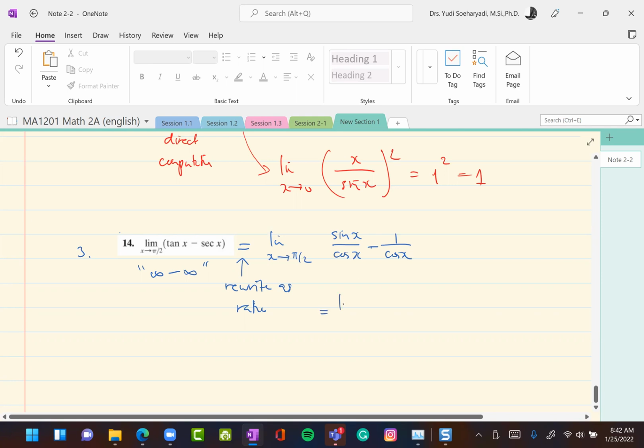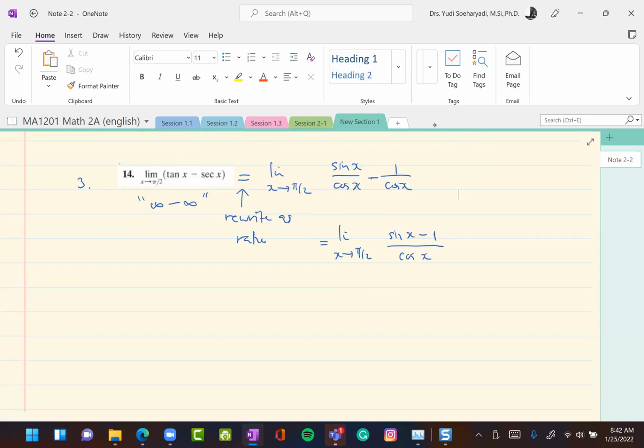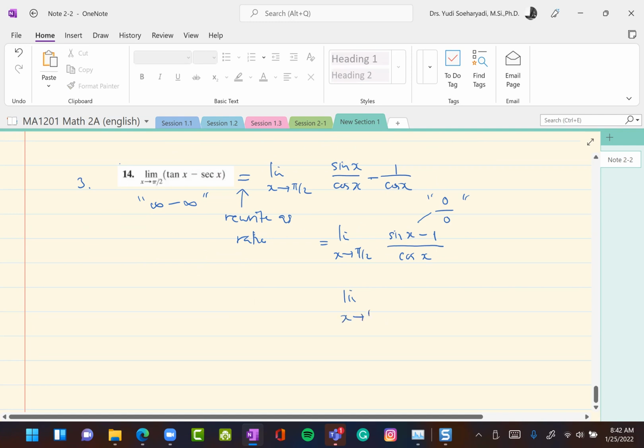So this is actually sine x minus 1 over cosine x. This has the form of 0 over 0, so L'Hopital's rule might be justified here. Take derivatives: cosine over negative sine. Cosine is 0 and this sine is 1, right? So the limit is 1.